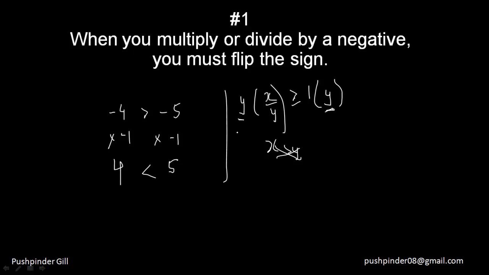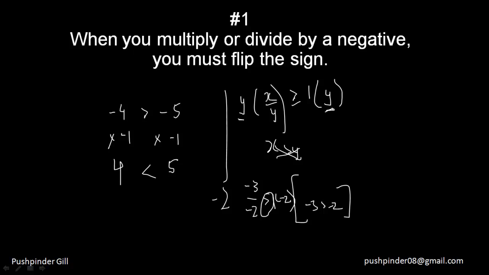Let me show you an example. Let me say that minus 3 upon minus 2 is greater than 1. Can I say minus 3 is greater than minus 2? No, I can't, isn't it? Because negative 2 is a negative number. So if I multiply negative 2 on both sides, I will have to flip this sign. So when you multiply or divide by a negative, you must flip the sign, right?